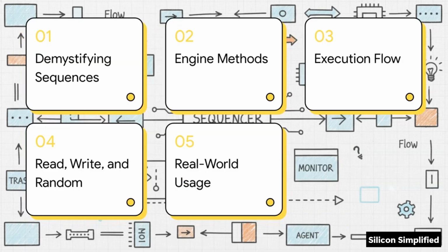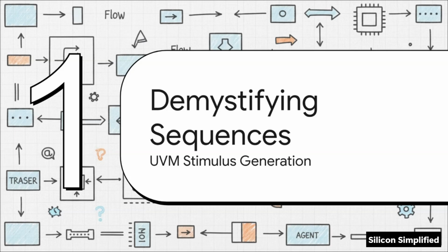Here is our roadmap for today. We'll be covering 1. Demystifying UVM sequences. 2. The sequence engine methods. 3. Understanding the execution flow. 4. Read, write, and random. And 5. Real-world sequence usage. Let's get right into it. Section 1. Demystifying UVM sequences.